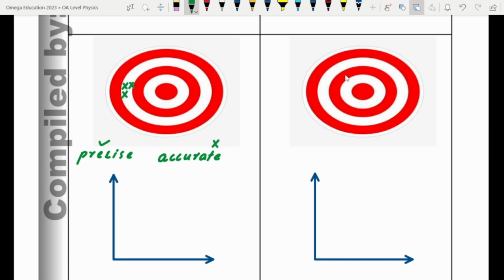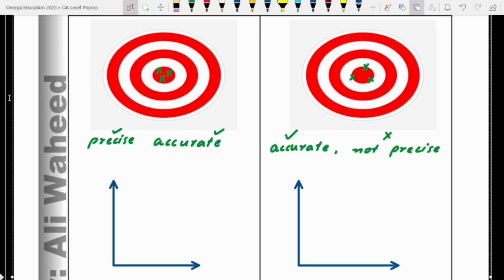And the readings that we have obtained in this situation are, the first one lies over here, the second one over here, the third one over here. Are these three readings close to one another? No, so the precision is not there. Precision cross. Are these three readings close to the actual value or the true value? No, so the accuracy is also not there. Accuracy cross.